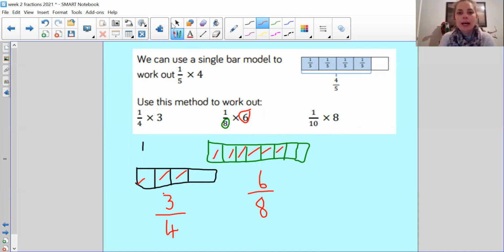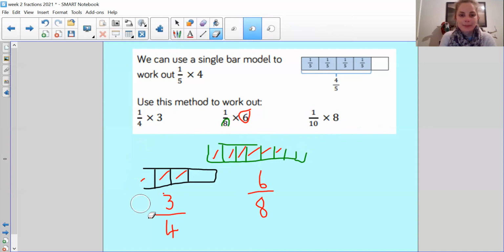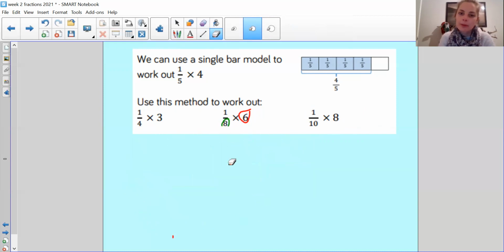See if you can have a go at doing now a 1/10 times 8. So first draw out the shape, shade in the numbers that you need to select, and then see if you can work out the fraction for me. So pause the video and have a go.